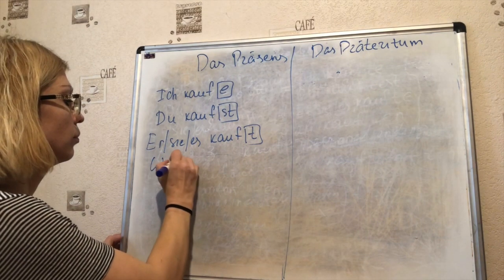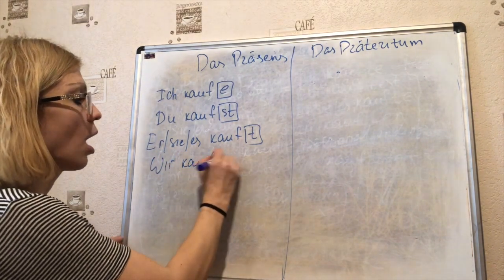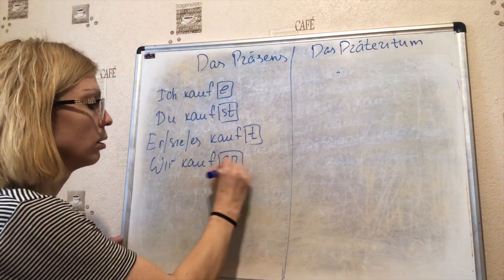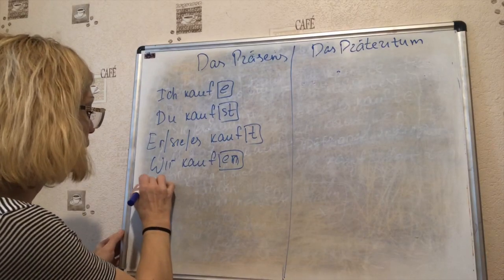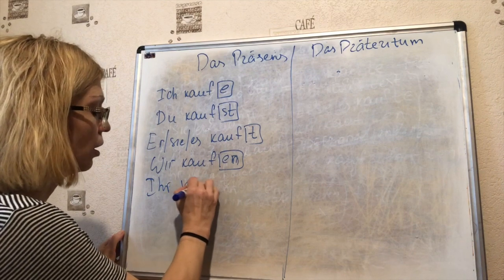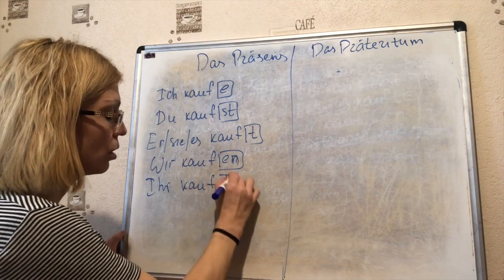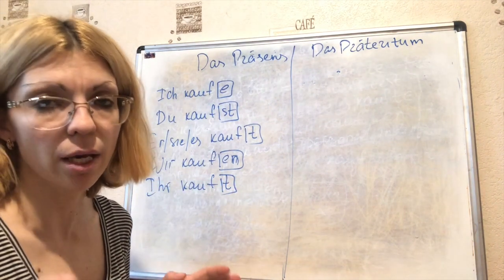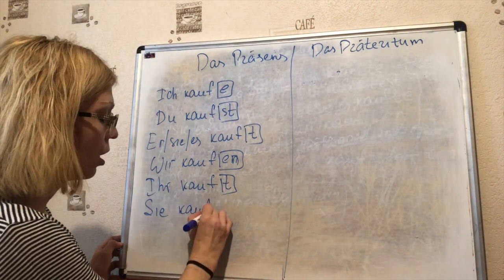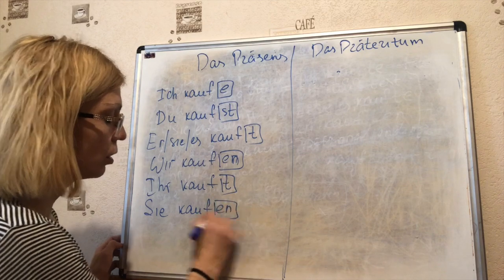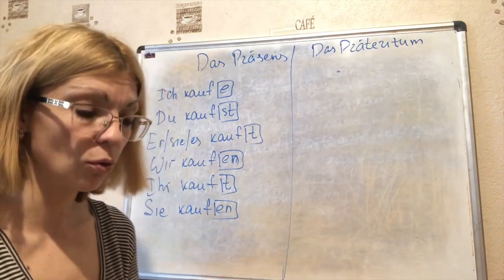We buy a book. Wir kaufen ein Buch. Okay? And you buy a book. Ihr kauft ein Buch. And they buy a book. Sie kaufen ein Buch.